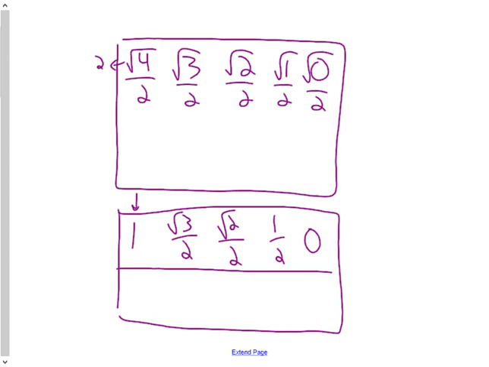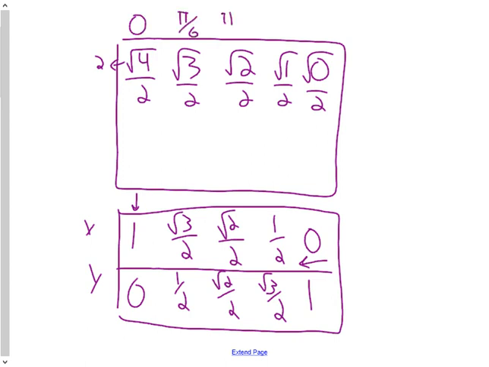What about my y's? I just need to rewrite these going the other direction: 0, 1/2, root 2 over 2, root 3 over 2, 1. And again, we started with 0, pi/6, pi/4, pi/3, pi/2. And that is a neat trick to come up with the chart really quickly.